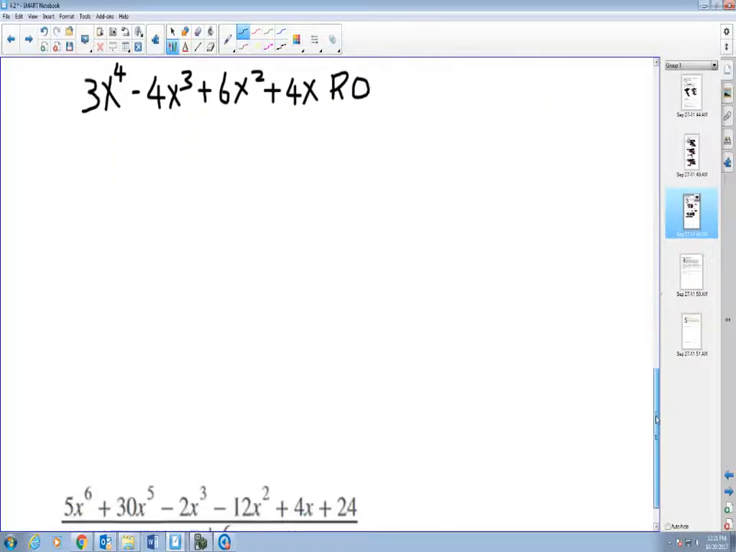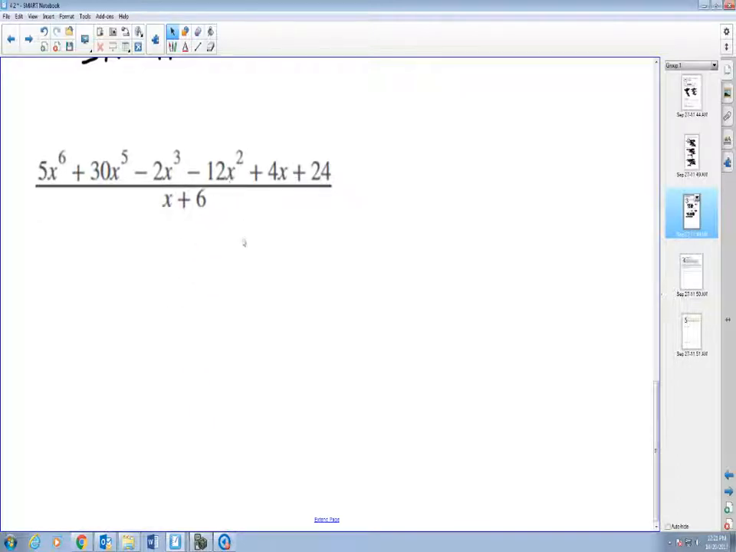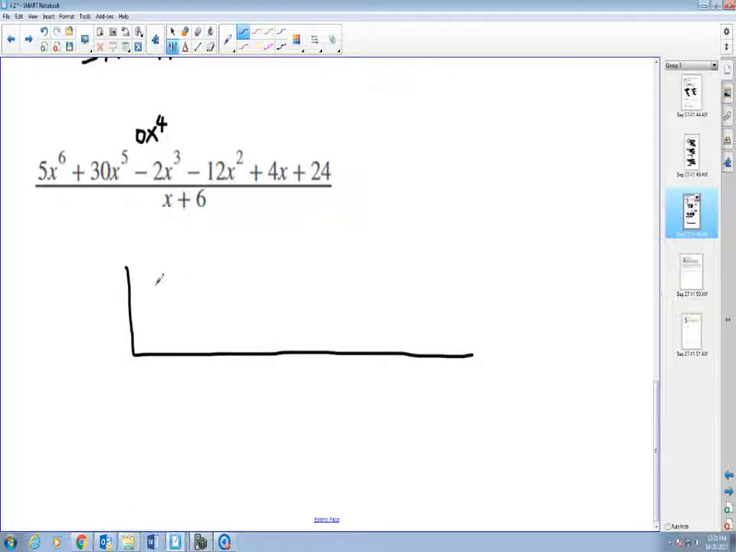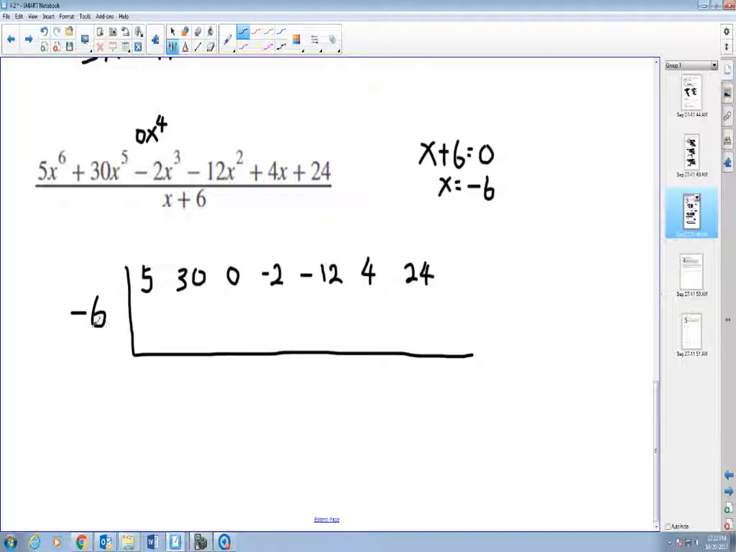Alright, let's do another one real quick. This is a bigger one. Check for missing terms. 6, 5, ooh, missing a 4. It's missing because the coefficient is 0. So we will say 5, 30, 0, coefficient, -2, -12, 4, and 24. Alright, let's pretend x plus 6 is a factor of the polynomial. Therefore, if I set my factor equal to 0, my x will equal -6. So let's pretend -6 is a 0 for a moment.